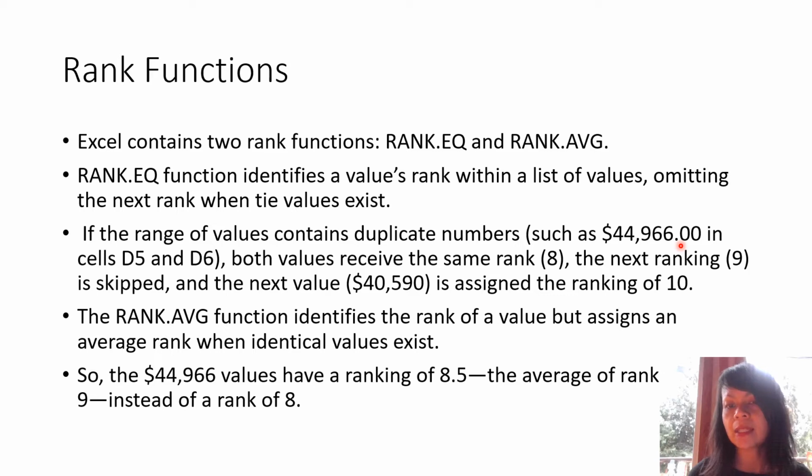For example, if that's 8, then they both get 8. And then the next value, like 4590, would get 9, would get skipped, and the next value higher would get the ranking of 10. Okay, so 9 would be skipped altogether, and then the next value would be 10. So the RANK.AVG, though, identifies the rank of the value but assigns an average rank when identical values exist. So if these values are the same, 44966, instead of getting an 8 and skipping the 9, they're each going to get 8.5, the average rank between 8 and 9.